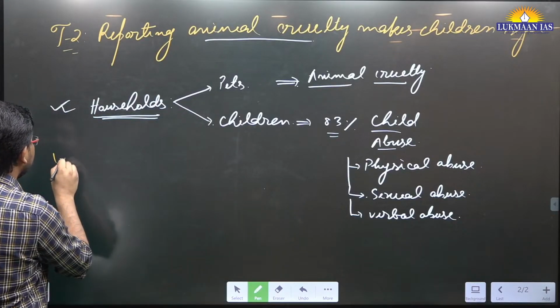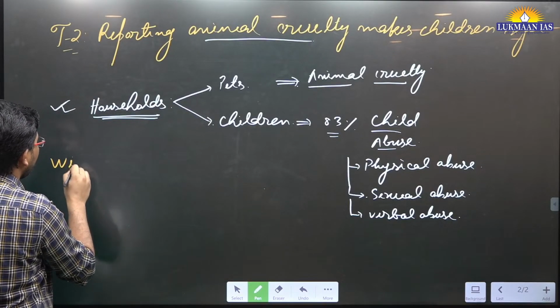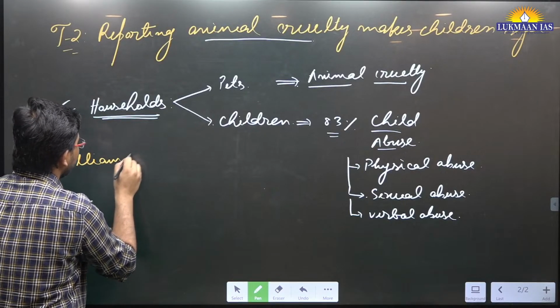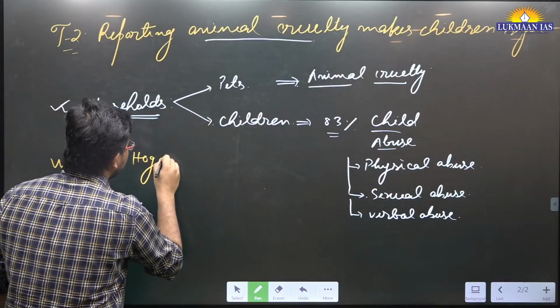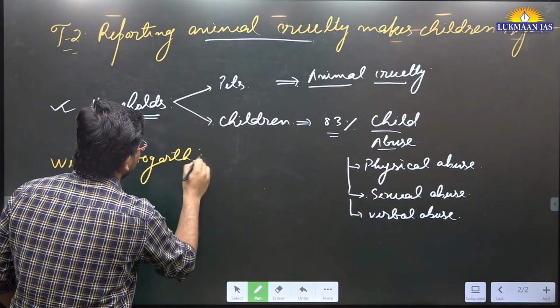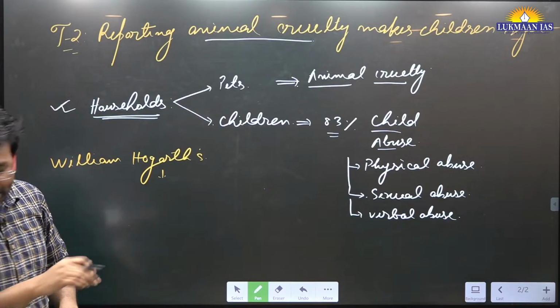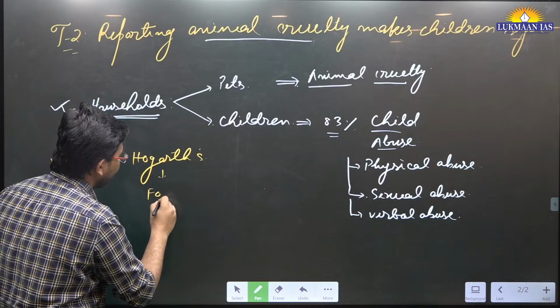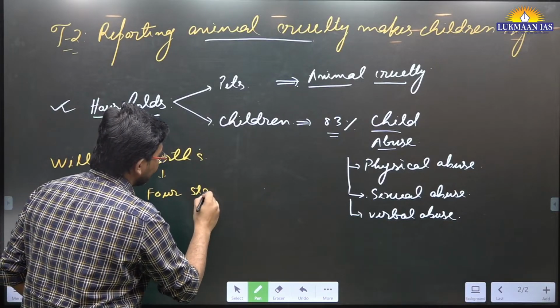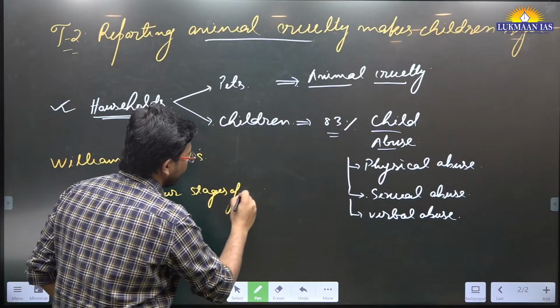What he has said, right, he has talked about 4 stages. His name is William Hogarth. I'm just going to write his name so that you understand. So William Hogarth has talked about 4 stages of cruelty, right? He has talked about 4 stages of cruelty.